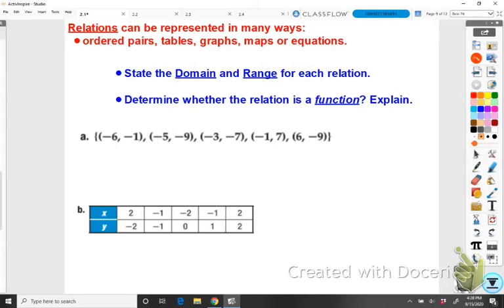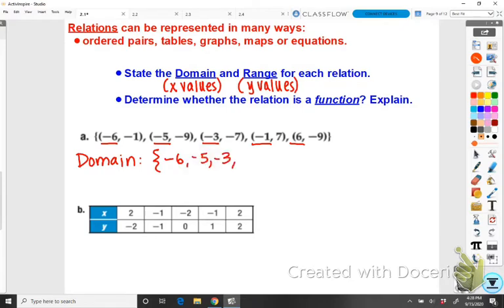So for this first one, we have a set of ordered pairs. The domain is the set of x values, and the range is the set of y values. So we need to know that. So for domain, I'm going to underline in red all the domain values. So I'm going to write domain. It's going to start with a little curly brace, and we're going to list all these domain values. So -6, -5, -3, -1, and +6, and close it.